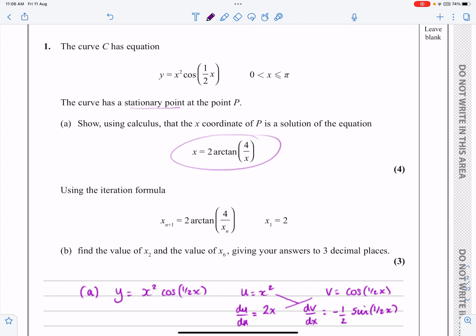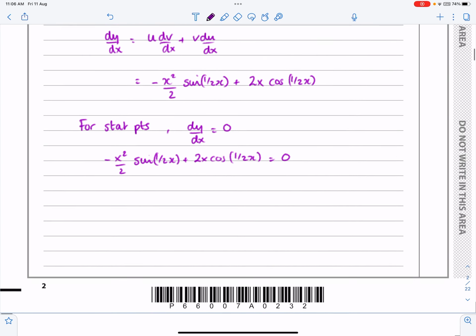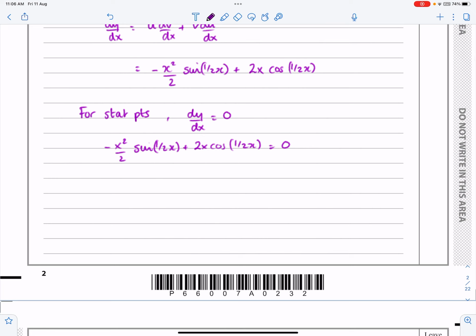And now, it's in my mind already, go back and just remember what we're trying to get it to. Something involving arctan. Yeah, and arctan, well, tan is sine over cos. So I can see the first thing that I would do is I'd factorize and take x out of this thing to leave me minus x over 2 sine a half x plus 2 cos a half x equals 0.